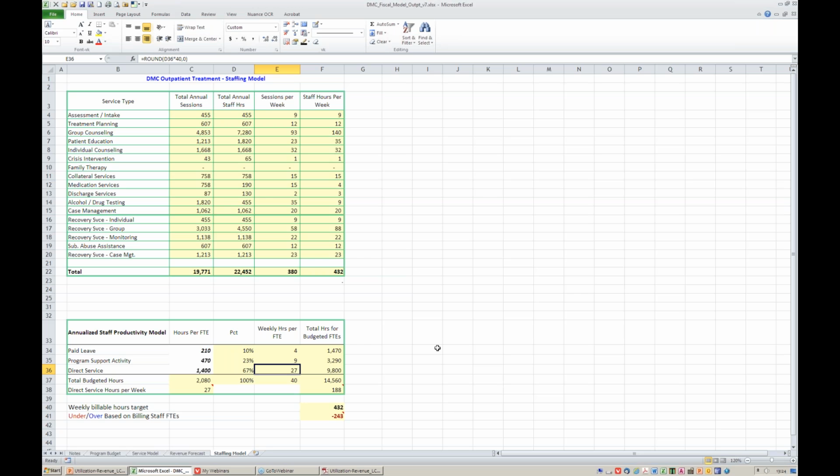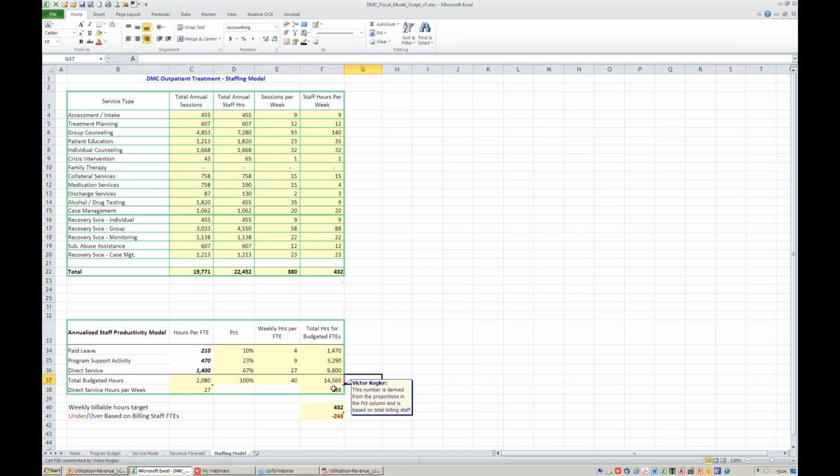And of course, this is where no-shows kill you. And then the total budgeted hours. Now this comes out of the budget. So for your 7 FTEs, it's 14,560, which is 7 times 2,080 hours.